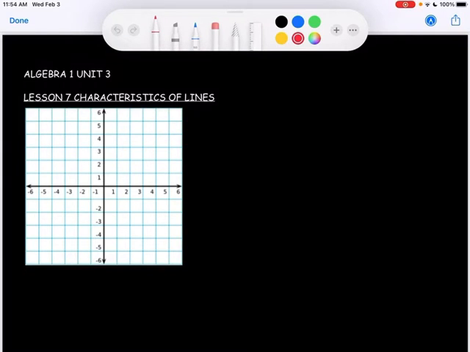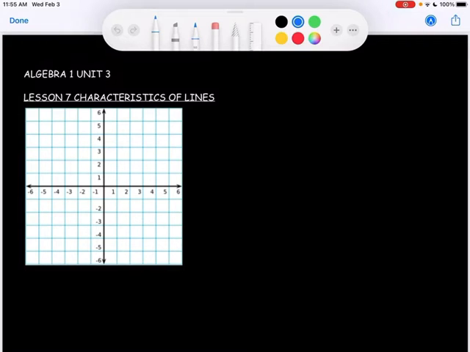Today I'm going to look at characteristics of lines. If you're following along in the book, this is from Algebra 1, Unit 3, and I'm looking at Lesson 7. So characteristics of lines is talking about the domain, range, intervals of increase and decrease, x and y intercepts, end behavior, and rate of change. Now I know that sounds like a lot, but I'll go through each one of them.